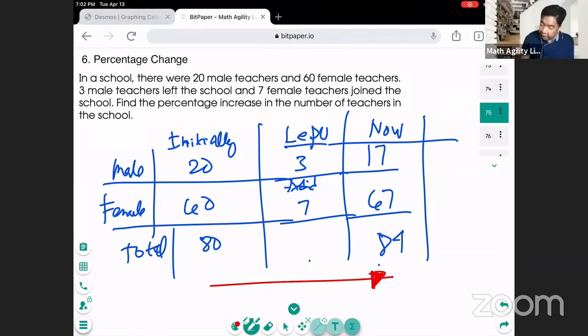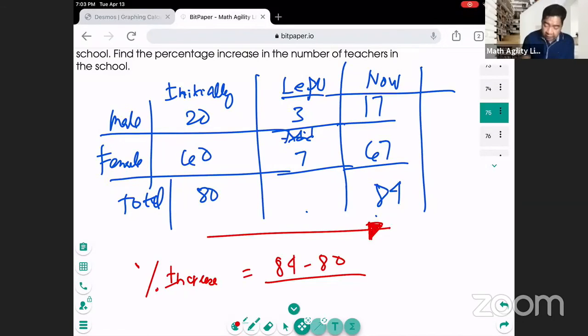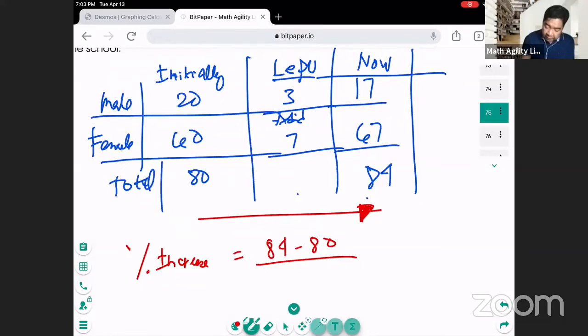So the percentage increase is 84 minus 80, which is 4, divided by the initial number of 80. So this would be 4 over 80, and this would be equal to 5%. Okay, so there is a 5% increase.